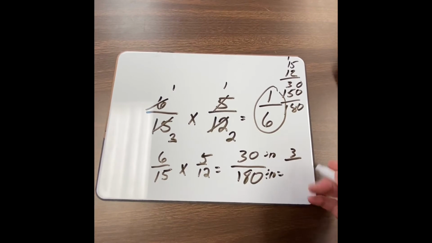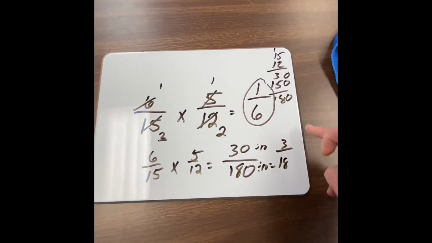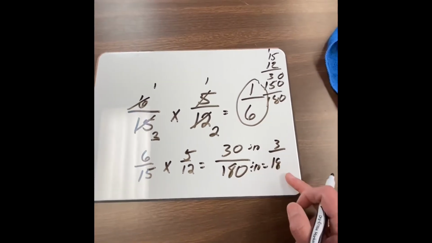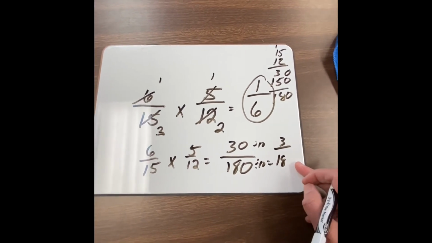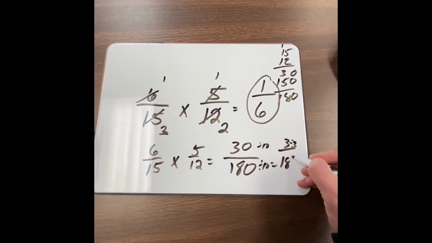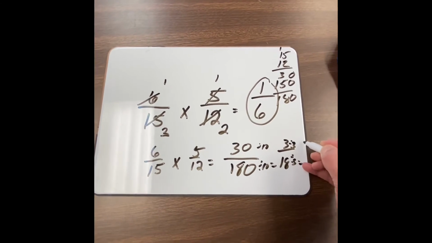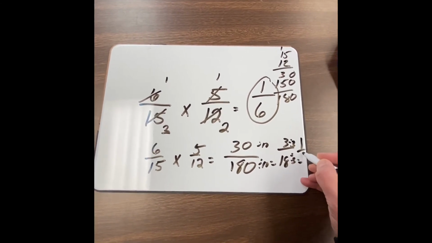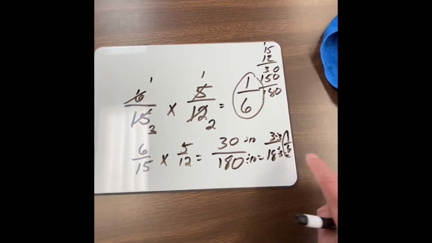180 divided by 10 is 18. Well, still, look at this, 3/18. What can go into 3 and 18? 3. 3 divided by 3 is 1. 18 divided by 3 is 6, so 1/6.